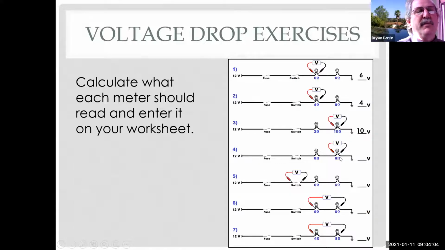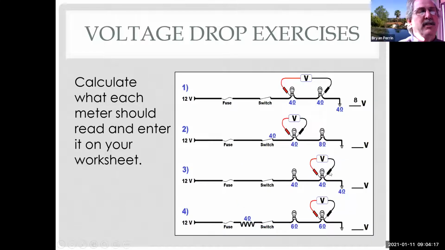So number 4 is going to be 6. 5 has to be 0 because there's no electrical difference. This is all on the power side. And then here we're going across all of my 12 ohms, so it has to be 12 for both of those. And that brought us to our last slide that we just did.